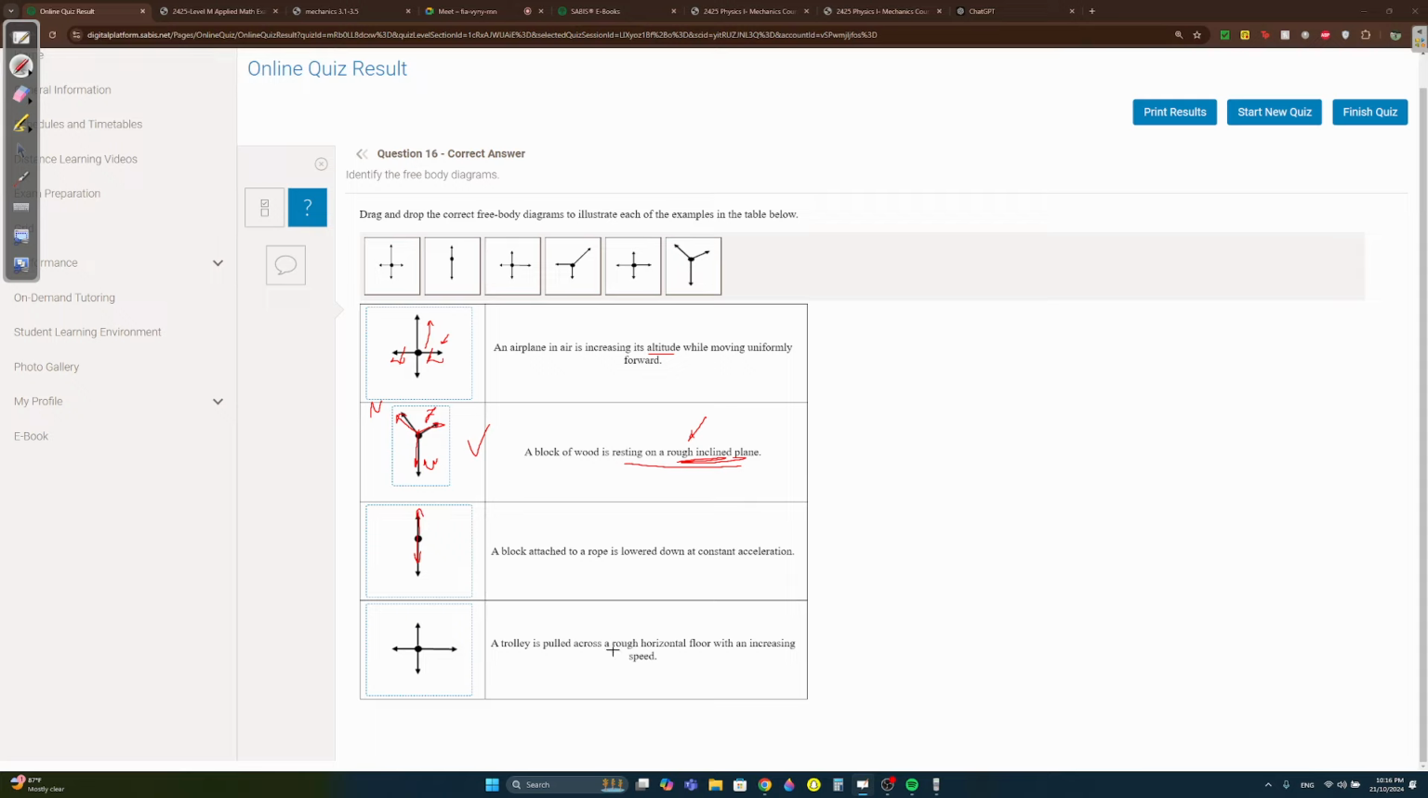A trolley is pushed across a rough horizontal floor with an increasing speed. Now, rough horizontal floor means there is friction, but you should know that the speed is increasing. So one side of the horizontal will be larger than the other side of the horizontal. Of course, you always have weight and normal.